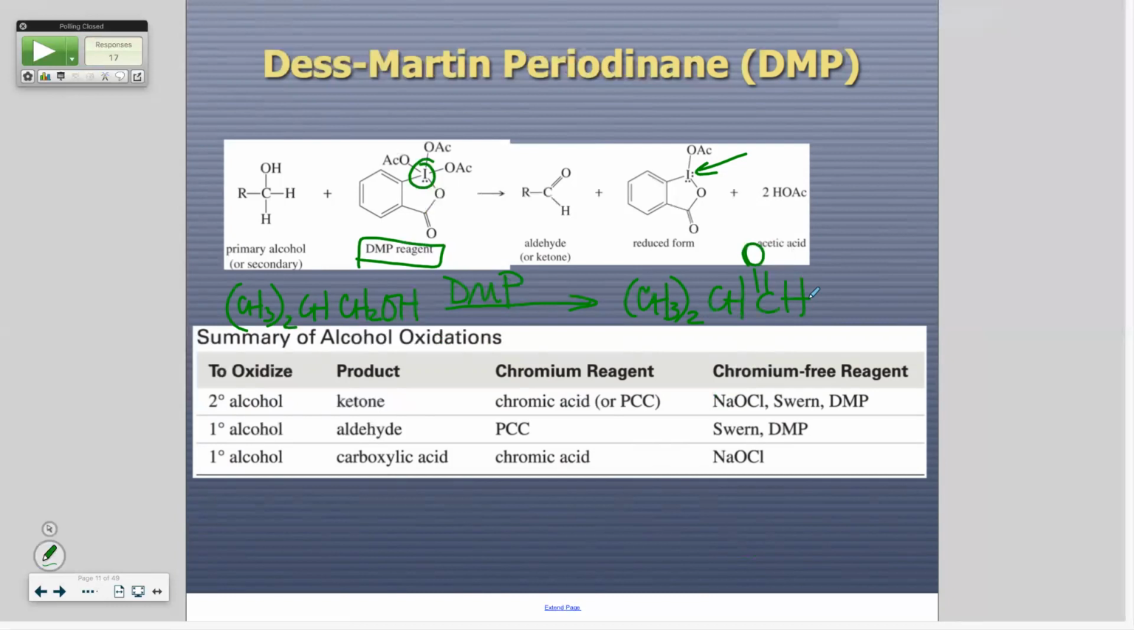This shows the chromium reagents, and this shows the chromium-free reagents. They really worked on that because they wanted to avoid, especially if you're doing this on an industrial scale, big, huge things of it, to make that ketone to then sell to the lab so that they can make something else with that ketone. So they worked on coming up with ways to do this that don't involve chromium, because in the industry, you don't want to have a ton of that chromium and deal with it. Okay, the other one that would go here would be PCC.